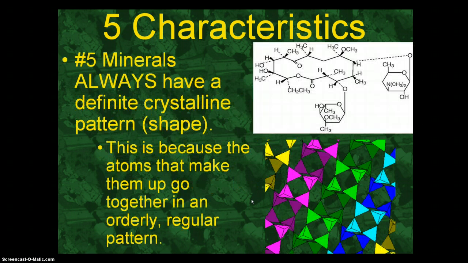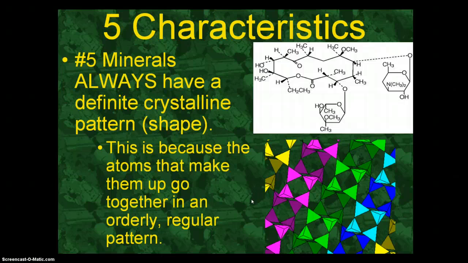And then the fifth and final characteristic or criteria is that minerals always have a definite crystalline pattern or shape. And this all boils down to how you put the atoms together on the inside. When the atoms go together in certain configurations, in a nice orderly regular pattern, then that gives the mineral on the outside that definite crystalline pattern or shape.